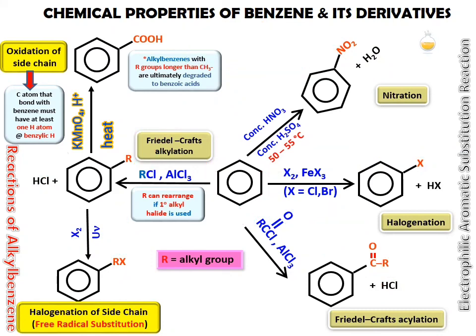Okay, so dekat sini ada a little bit info. Alkyl benzene with R group longer than CH3 are ultimately degraded to benzoic acid. Maksudnya kelas, kalau R ni ada 100 karbon sekalipun, tapi dia ada satu benzylic hydrogen, so the whole 100 carbon just now will totally change become COOH. Nampak tak? Betapa canggihnya oxidation of side chain, dengan syarat dia ada benzylic hydrogen. Okay class?